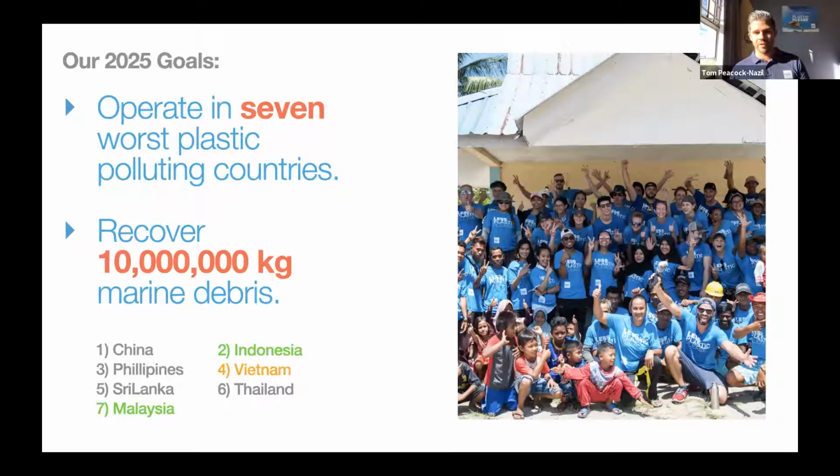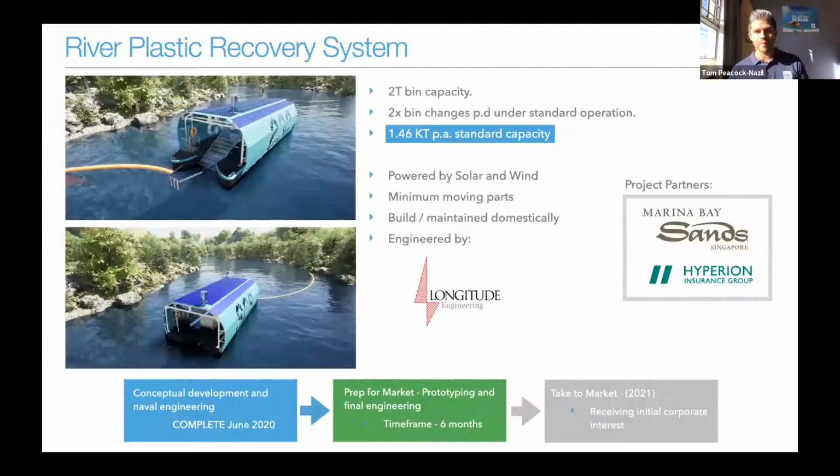At the bottom, there's a list of the 7 top plastic polluting countries from a very famous study back in, I think it was, 2015. The green ones, Indonesia and Malaysia, we are on the ground in and active. And in Vietnam, we're working with the United Nations Development Programme on an incubator to enter that market as well. But if you look at our scalable solutions, we've really gone down 2 roads.